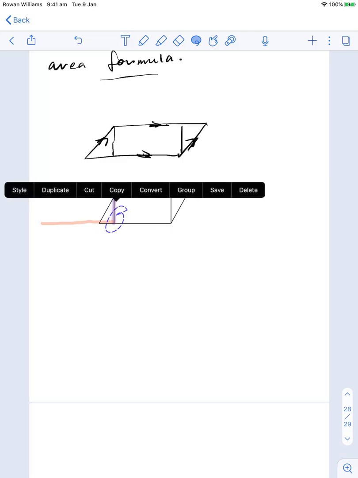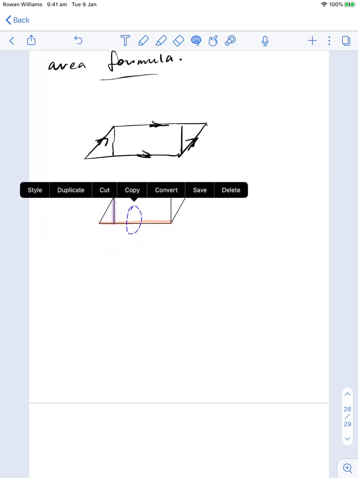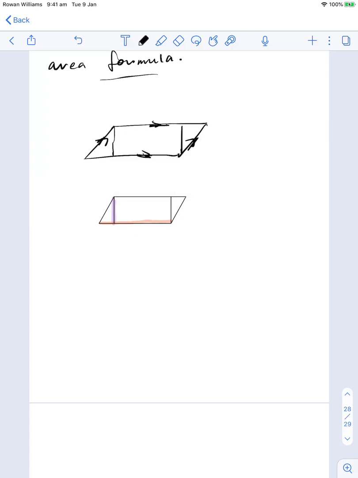So if we go back to our parallelogram here, you can see that what we want to multiply together is our height. The most common mistake is that people want to get the height here. We're not interested in that height here. We're interested in this height here, because when we turn it into a rectangle, that's going to be the length of one of our sides.